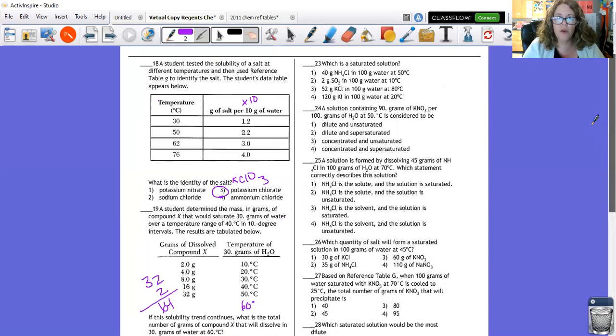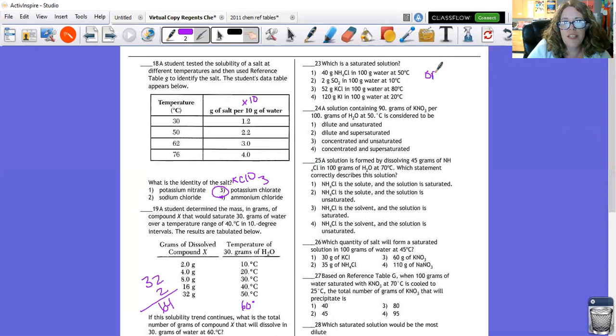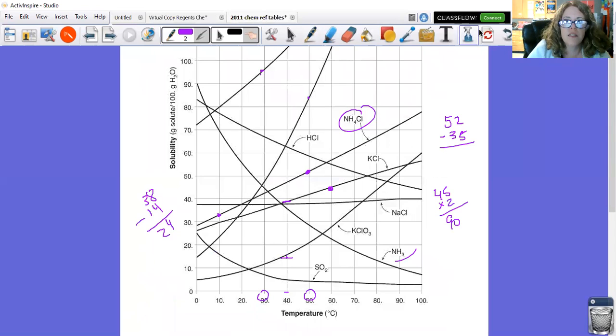All right, continuing on, we're getting there. So now, which is a saturated solution? I need to figure out which one of these has the point on the line on Table G. And the only way to do this is to just go through each and every one of them. So choice 1 is 40 grams and 50 degrees Celsius for NH4Cl.